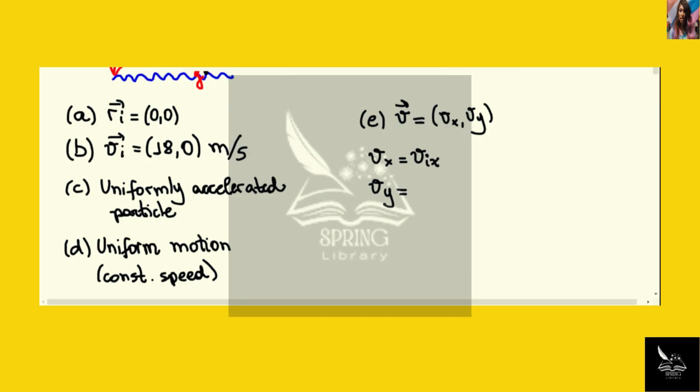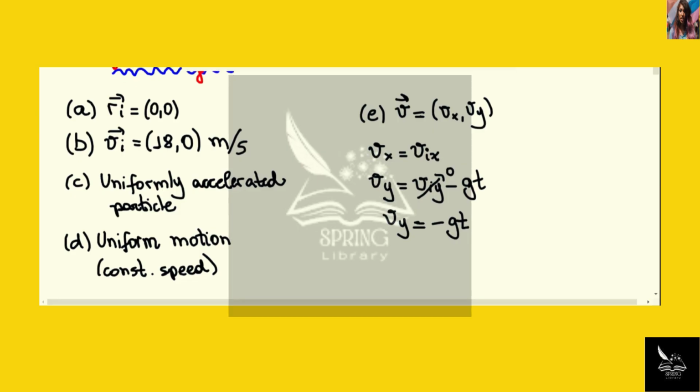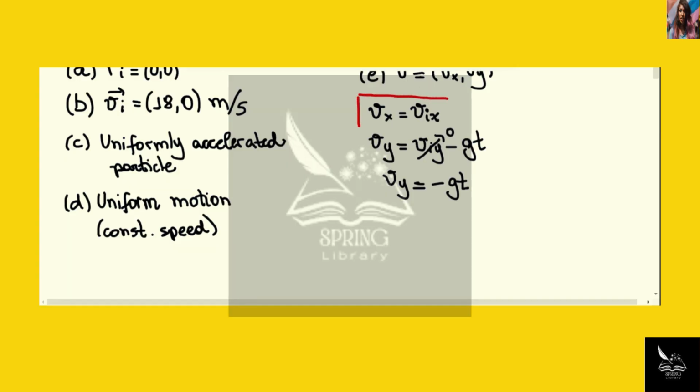And vy is the velocity of a particle that has a uniform acceleration. So this is v_iy, the initial velocity in the y direction, minus gt. The minus is here because the acceleration is downwards. But remember that v_iy is 0, that is the y component of the initial velocity. So the y component of the velocity is just minus gt. Let me highlight the answers here. These two are the answers.